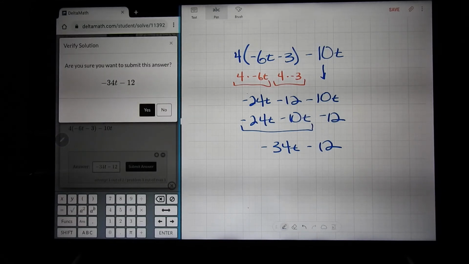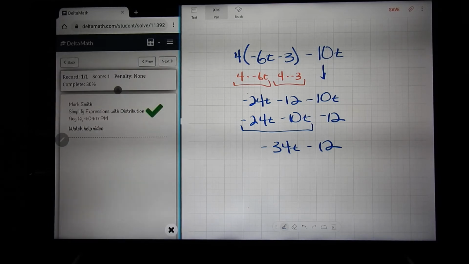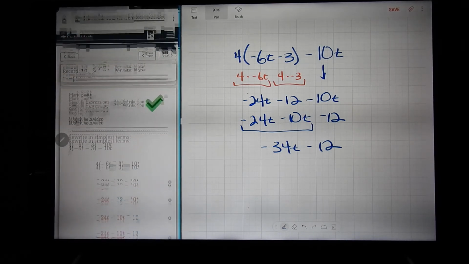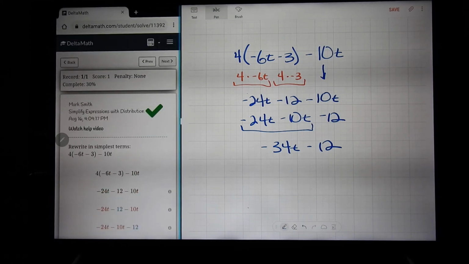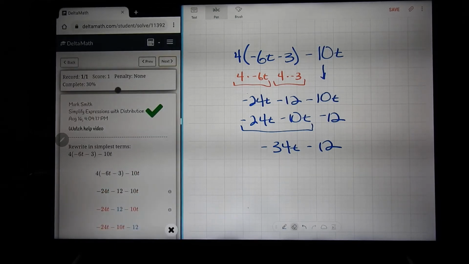Again, with check, I encourage you to check your answers every time. I've done enough of these problems, I had to do them twice because I made a mistake. And there's our answer. Okay, let's go to our next problem.